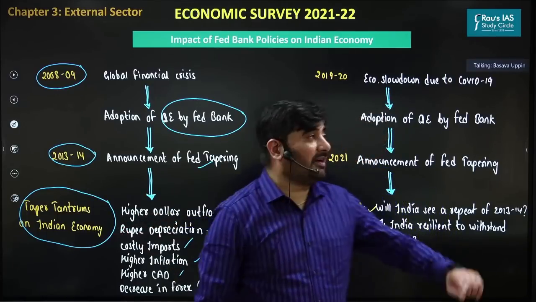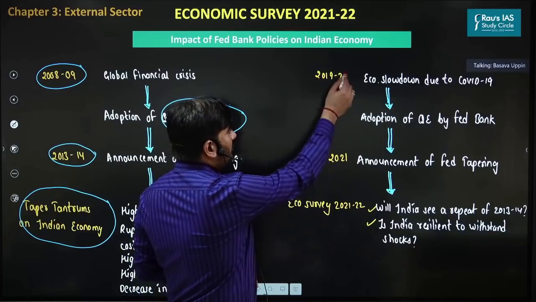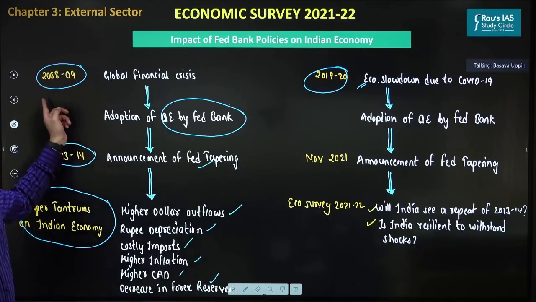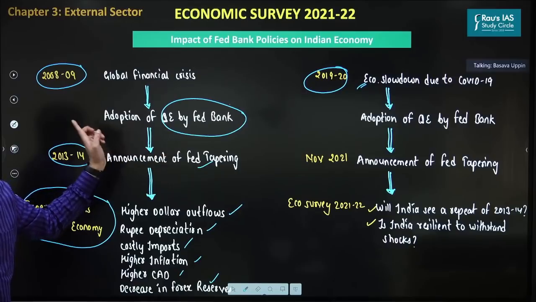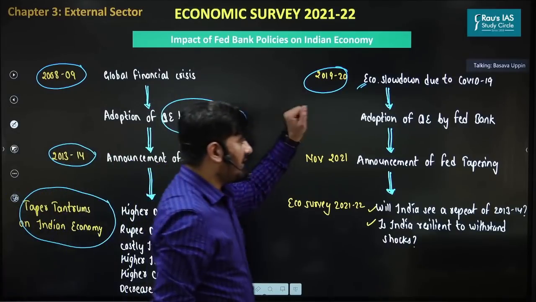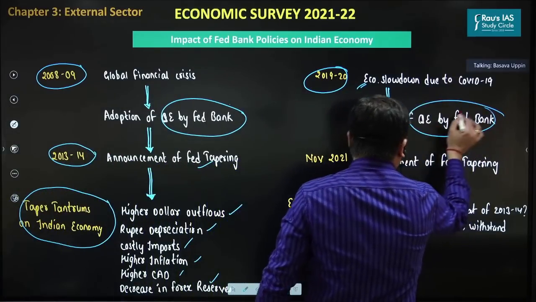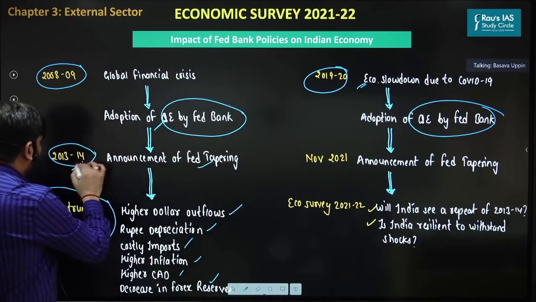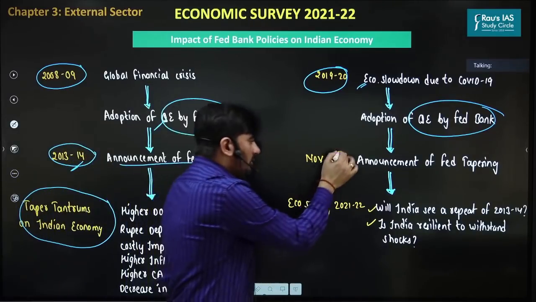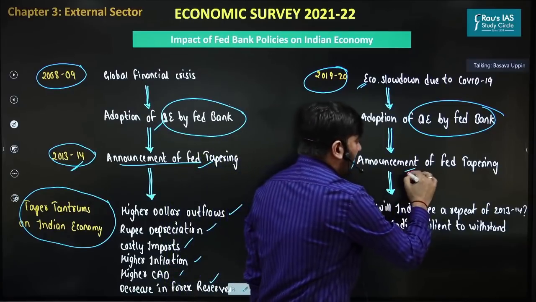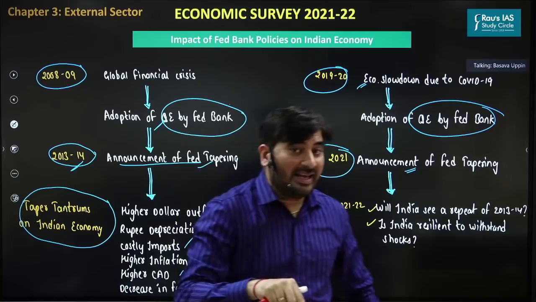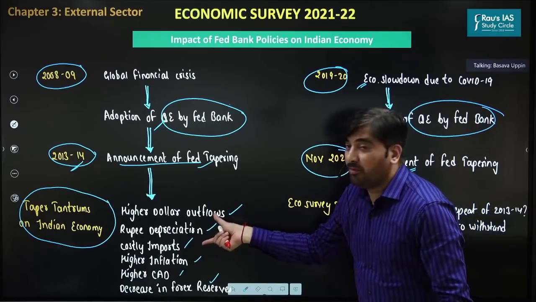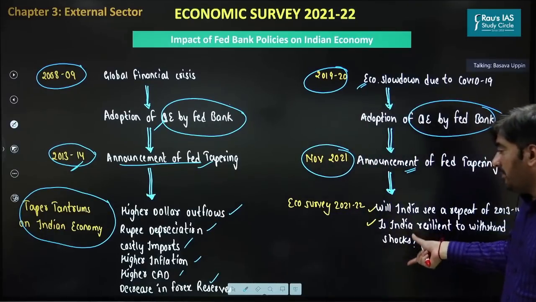Now, come back to the present stage. In 2019-20, we faced an economic slowdown, same as the global financial crisis. The story is repeating, right? So now there's a global economic slowdown. The US Fed Bank had adopted quantitative easing, similar to what it had done before. In 2013-14, it had announced Fed tapering. Now in November 2021, it has announced Fed tapering. So the question is, will India see a repeat of what it had faced before? Will India see the same repeat now?